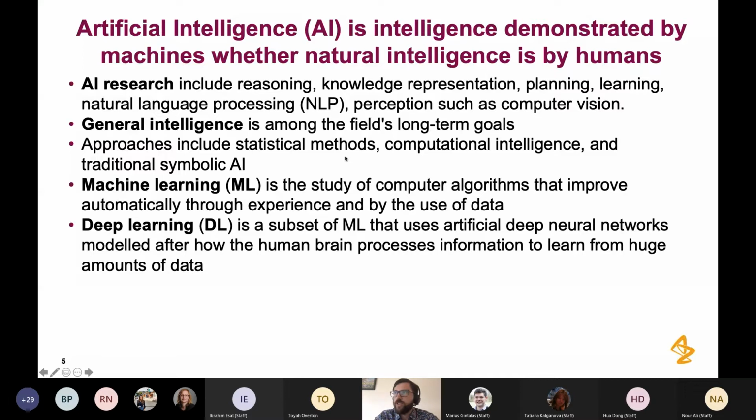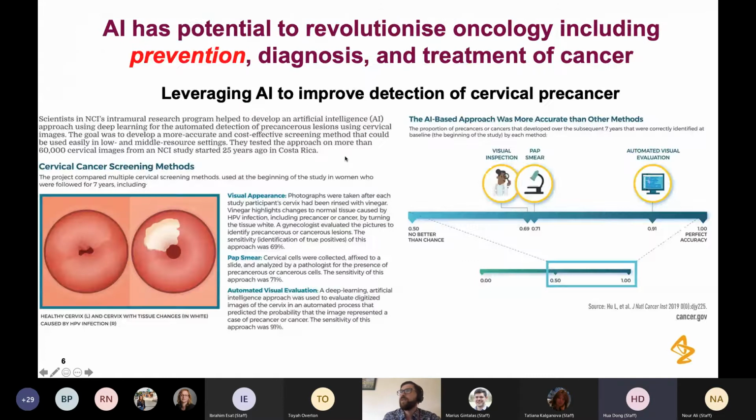There is a lot of discussion these days about machine learning and deep learning. You heard about it, but let's just revisit it. Machine learning is the study of computer algorithms that improve automatically, and deep learning is a subset of machine learning that uses artificial deep neural networks. AI so far has the potential to revolutionize oncology, including prevention, diagnosis, and treatment of cancer. And here is just an example of prevention, how AI could improve detection of cervical precancer.